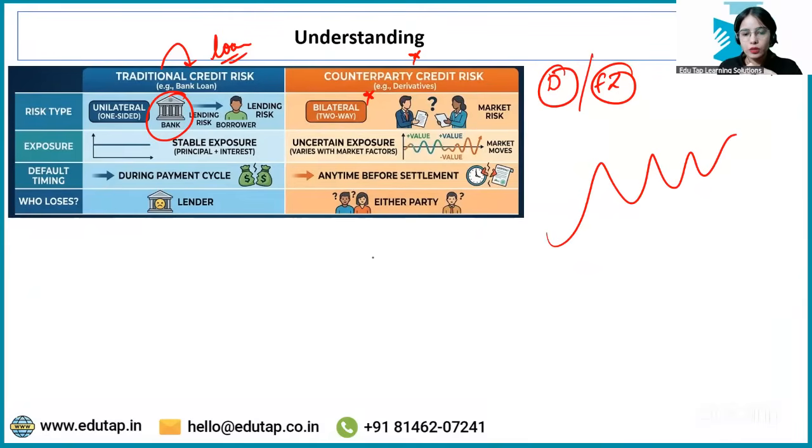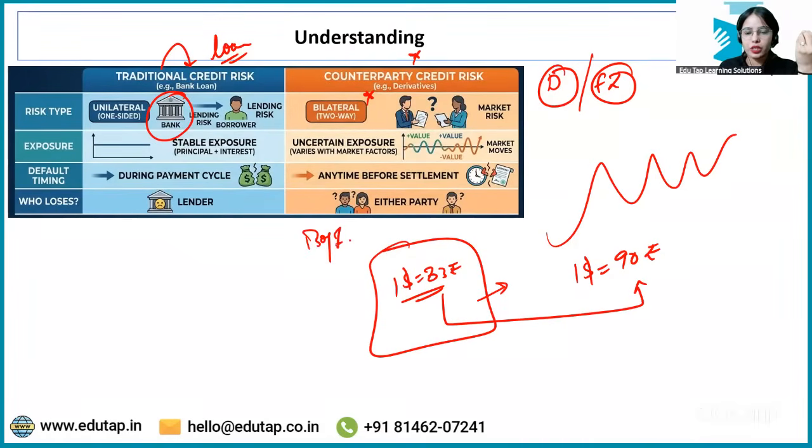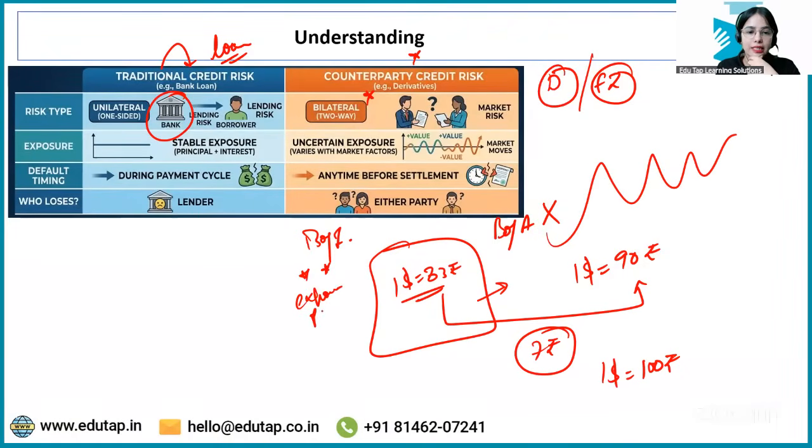Right now, let's say $1 is equal to 83 rupees. This was the contract agreement. Now $1 is equal to 90 rupees. So what is the exposure that Bank of India has to Bank of America? 7 rupees per dollar. This is the risk Bank of India has if Bank of America says no to the contract, right? What if $1 is equal to 100 rupees? Now what is the risk for Bank of India? Exposure means the risk for Bank of India. The risk is 17 rupees.